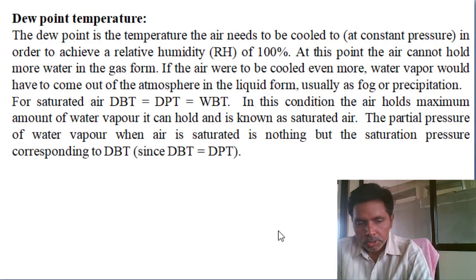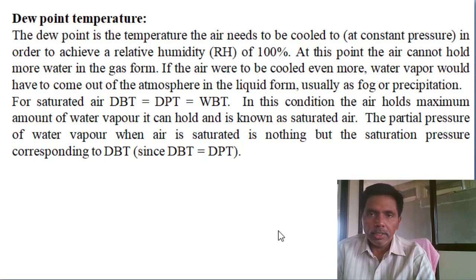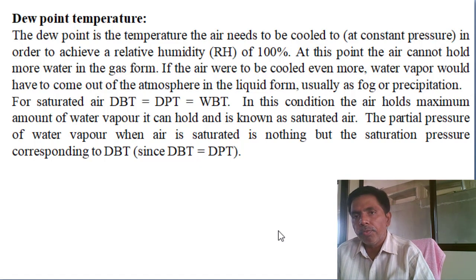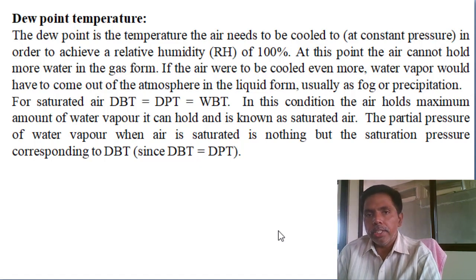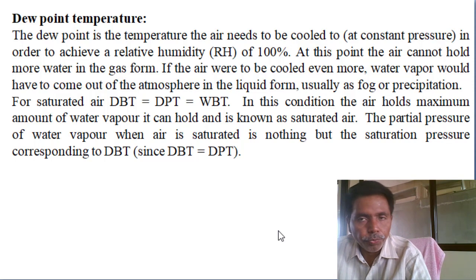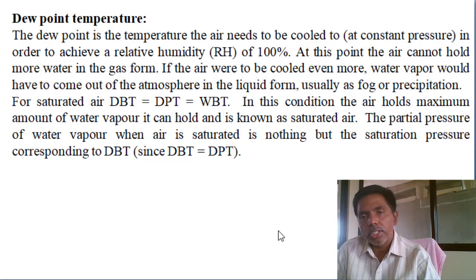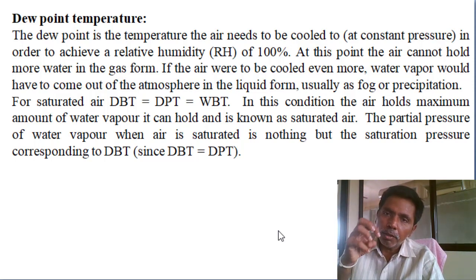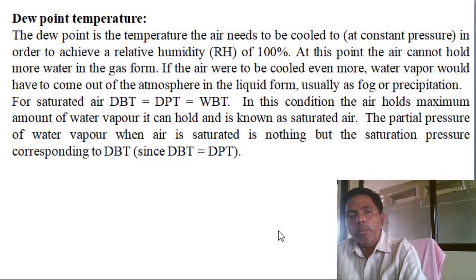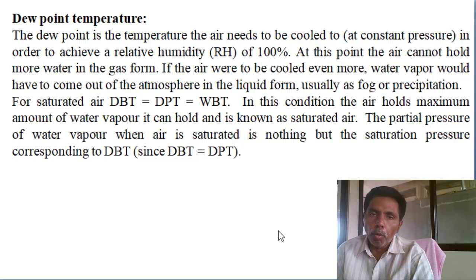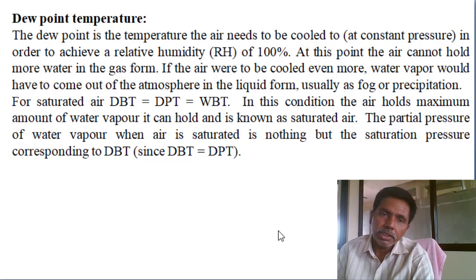Next, dew point temperature. Once we are cooling the air, we already decided air contains some water vapor. This is already mentally clear. But when we are reducing the temperature of the air, at one particular temperature, the air is unable to hold that moisture. Then condensation of the water vapor in the air will initiate. That point is called dew point temperature. At what temperature the condensation of the moisture in the air will take place, that is called dew point temperature.